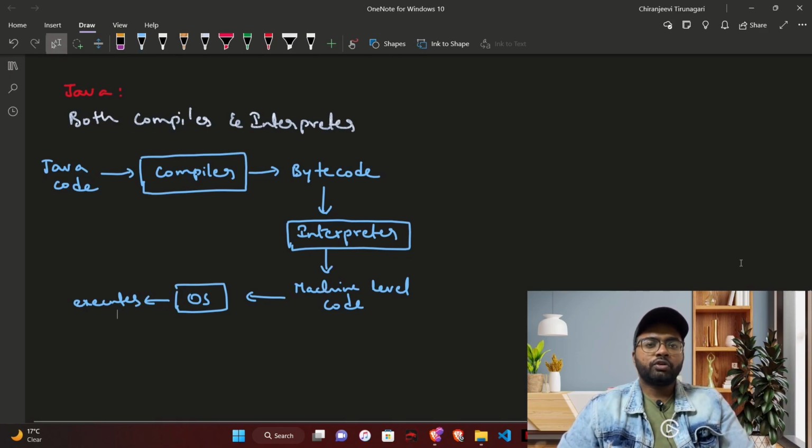Do let me know if you want to see a video on bytecode. That video will include machine dependency, machine independency, topics like that. So it would make more sense to explain bytecode more in that video.